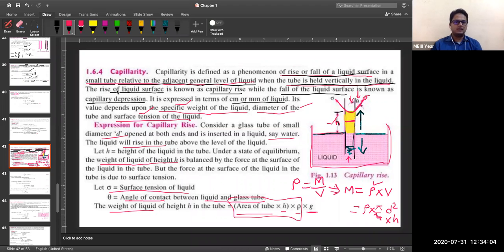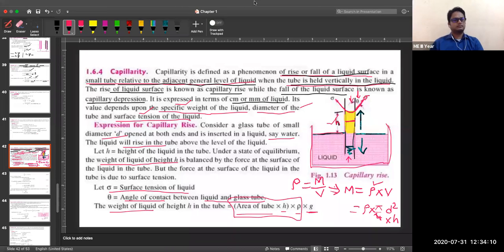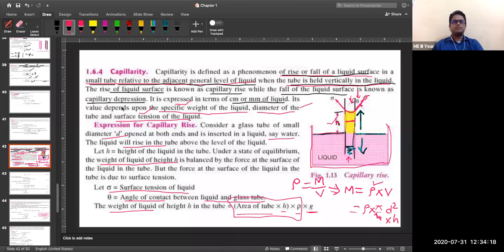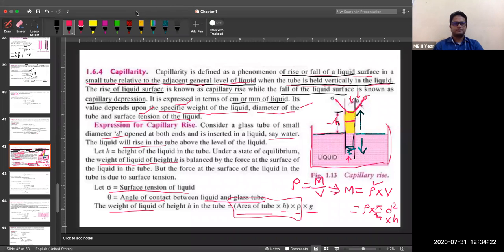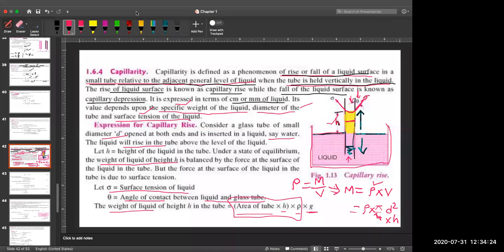Is this clear to all of you? Write yes sir in the chat box. How did I calculate the weight of the liquid? Is that clear to all of you? If anybody is having doubt, you can ask me, I will repeat it. Repeat, sir. Okay, okay.